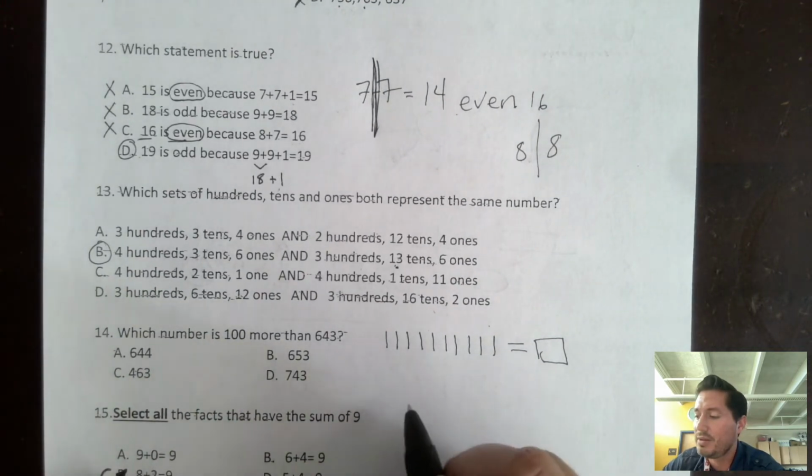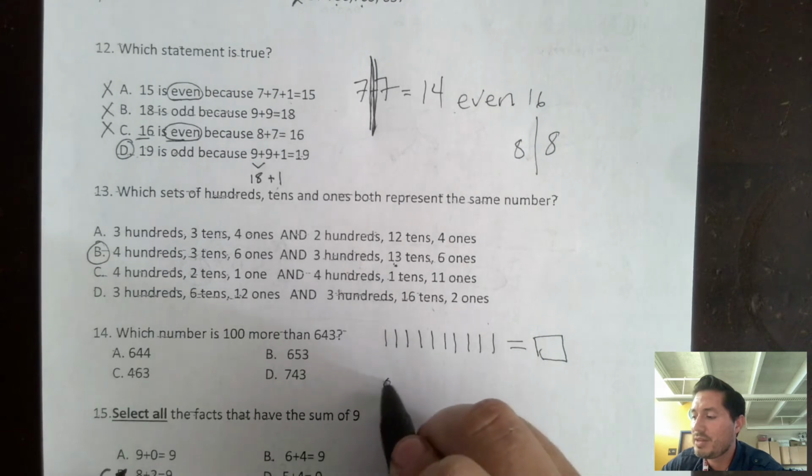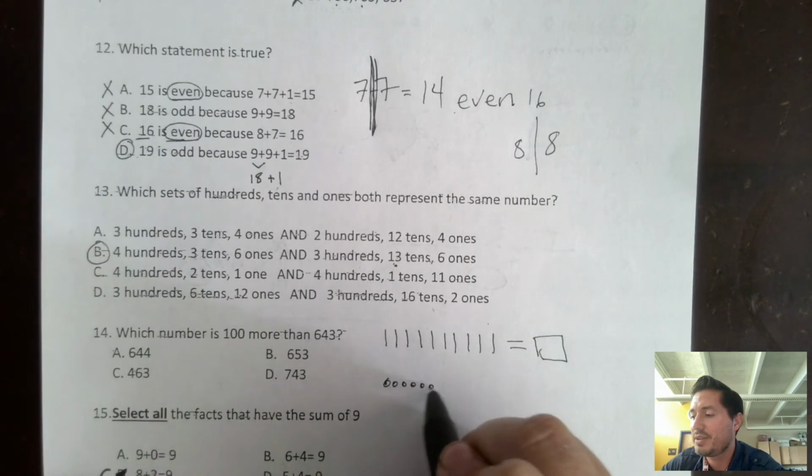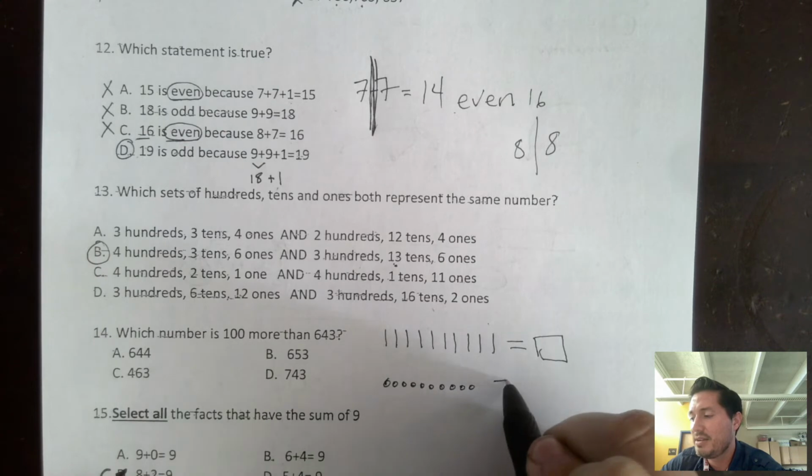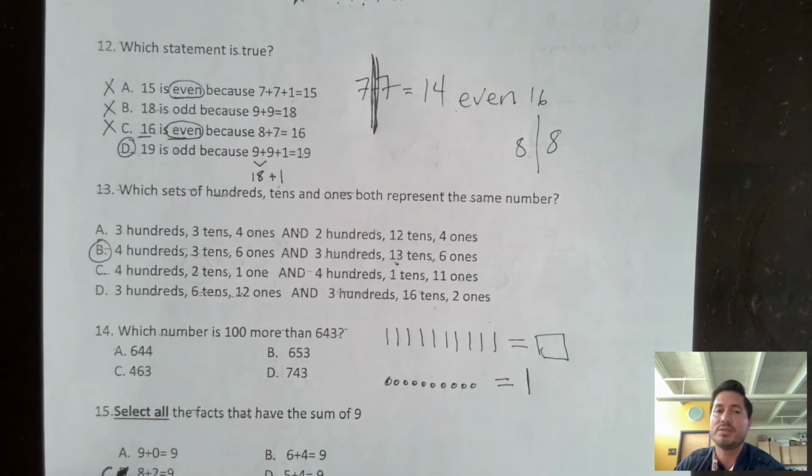And then 10 ones, 1, 2, 3, 4, 5, 6, 7, 8, 9, 10, is equal to 110.